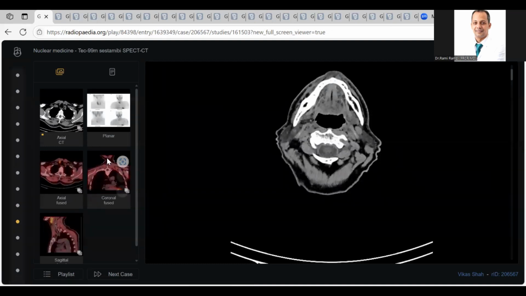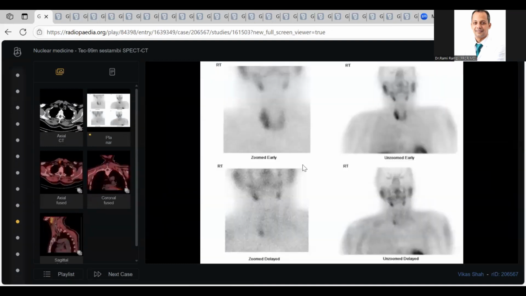Okay. This is one of the isotopic scans. What is the name of this scan? Sir, this is MIBI, sestamibi. Excellent.